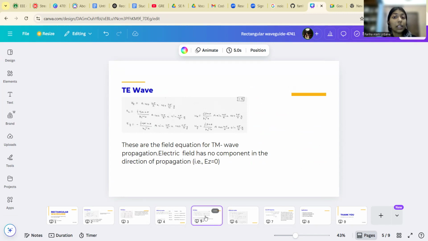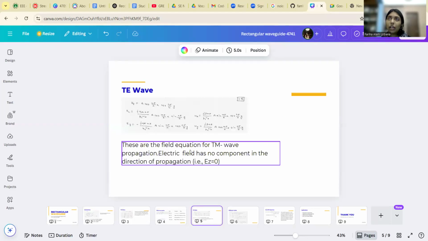Now let's talk about the TE wave propagation, that means transverse electric wave propagation. When a TE wave is propagated along the rectangular waveguide, we consider there is no electric field component along the direction of the propagation. For this case, Ez is zero.